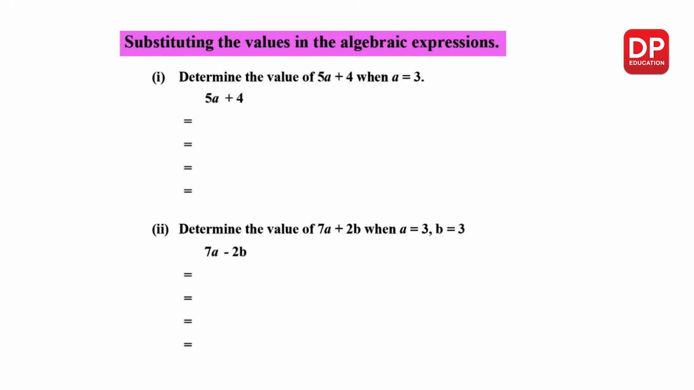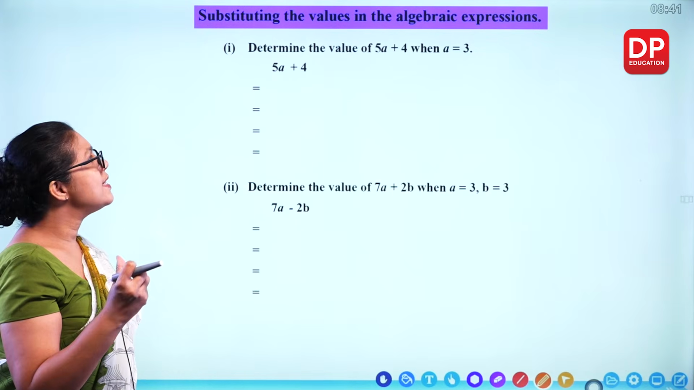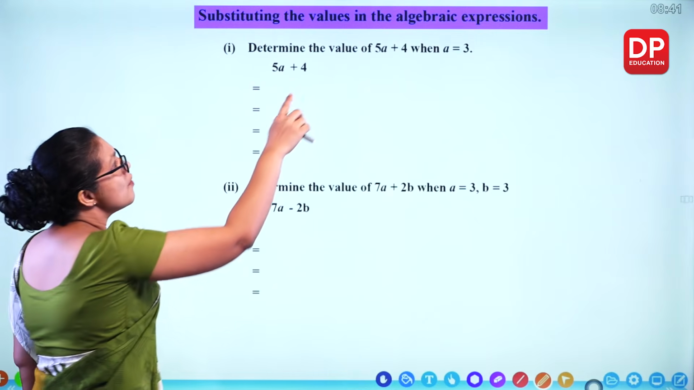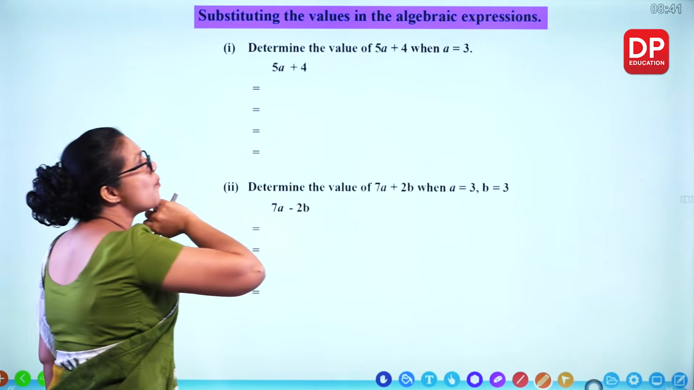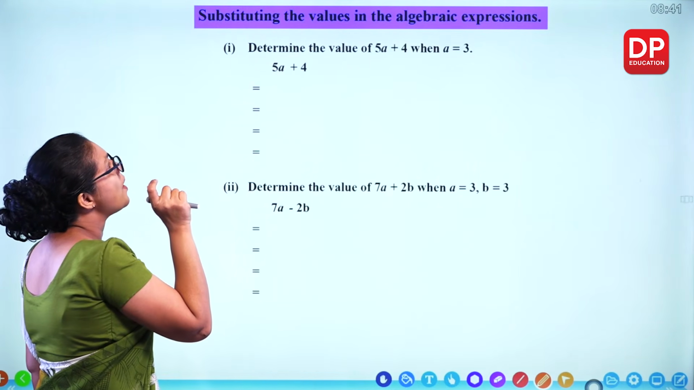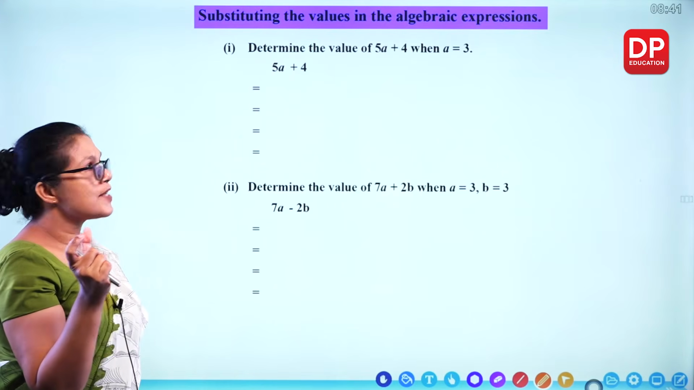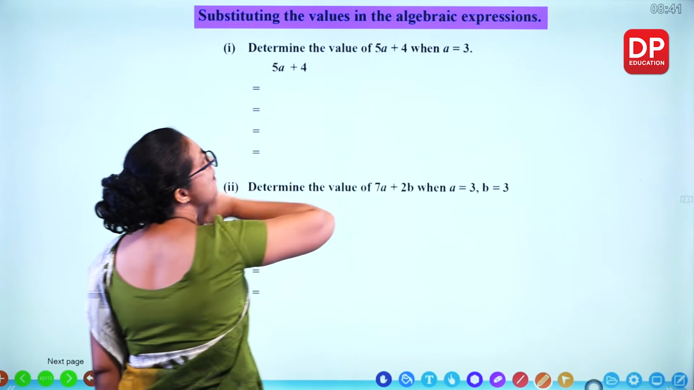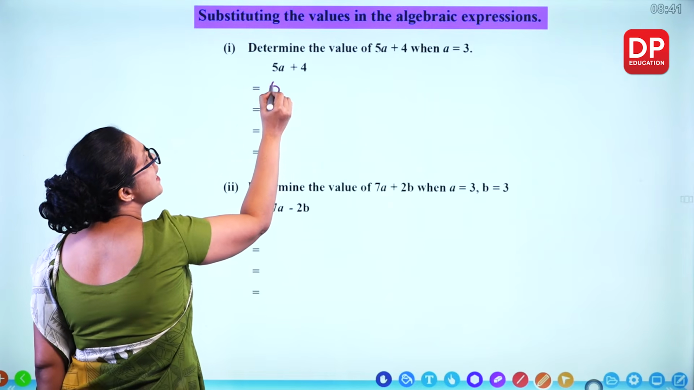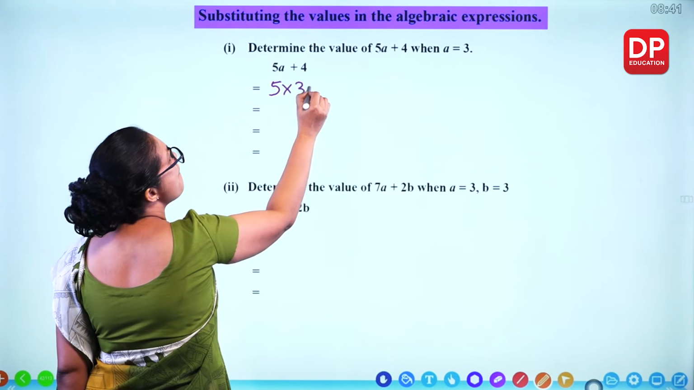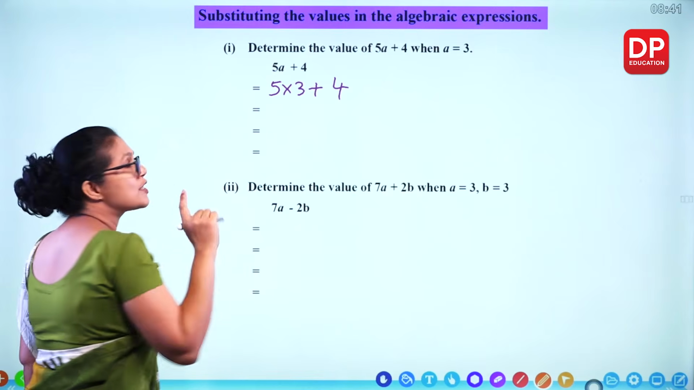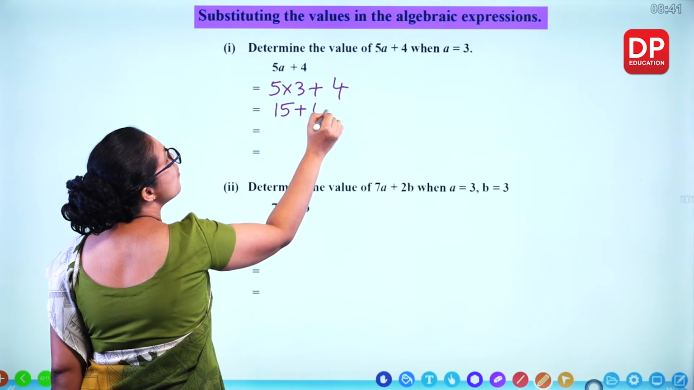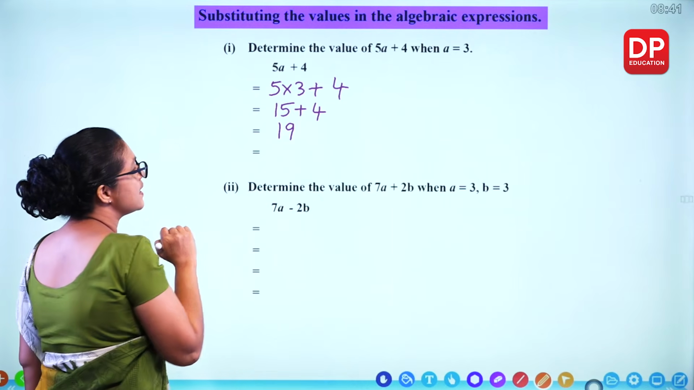Substituting the values in the algebraic expression. So now we'll see how we can find out the expression with substituting values. So what's the first one? Determine the value of 5a plus 4 when a equals 3. So substitute a equals 3 there. So what happens? 5 times 3 plus 4. So what's 5 times 3? 15. 15 plus 4, you get 19.